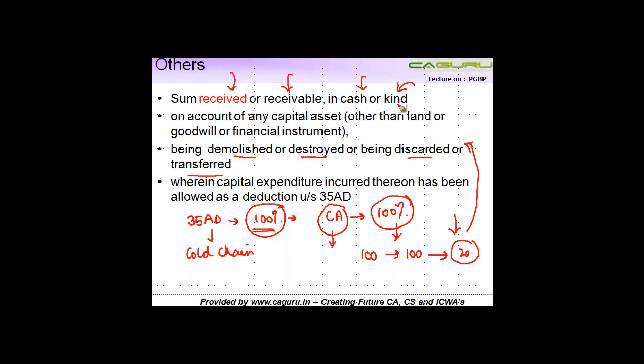Doesn't matter. As long as you are getting it for a capital asset, which is not a land, goodwill or financial instrument, and you're receiving it because either this asset got destroyed, demolished, discarded or transferred, then this money that you receive in respect of this asset is going to be taxed under the head profits and gains of business and profession. Very simple.